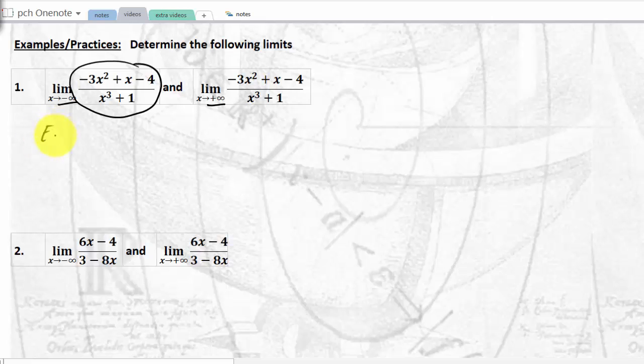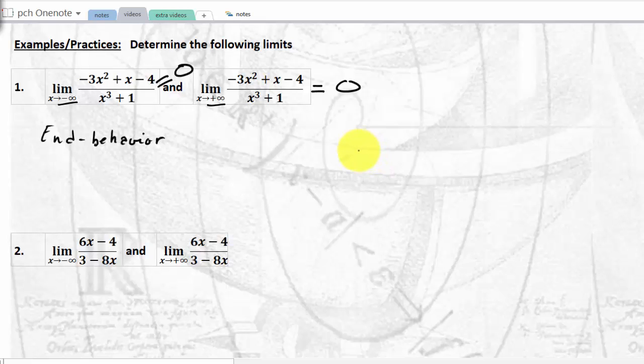Well, that is called an end behavior, right? And since this is bottom heavy, I know how it behaves. It goes towards 0. So in both cases, the limit is going to be 0. Here, I should have left a little bit of room. This is equal to 0, and this is equal to 0, because it is bottom heavy. Please do example number 2.